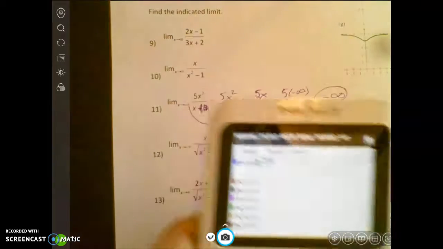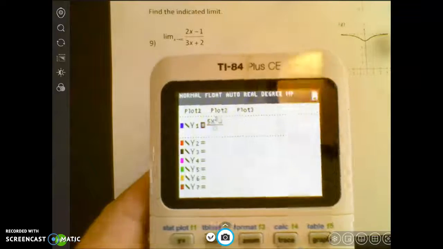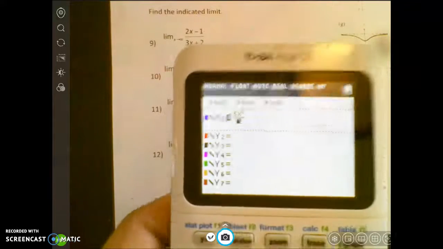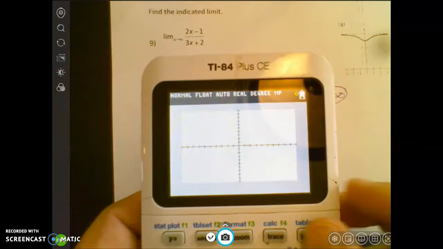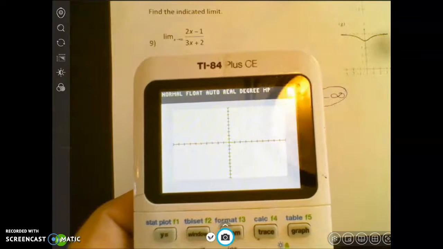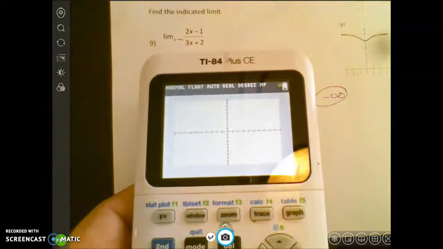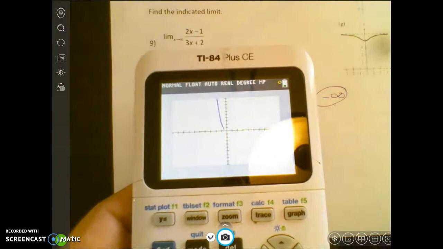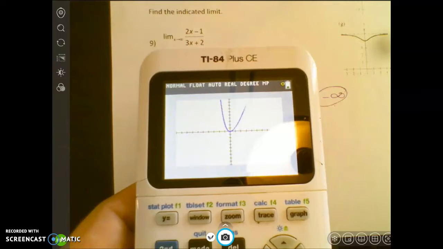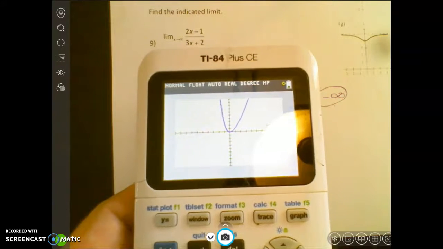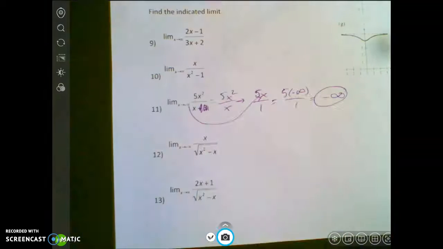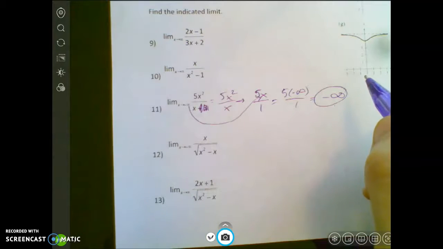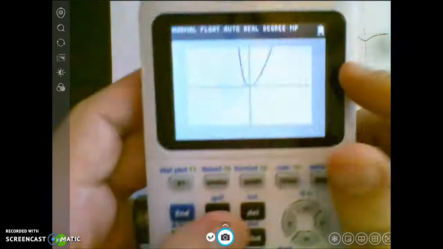I'll do the little fraction button because you guys love that thing. 5x squared over x plus 3, and we graph it. It's going to graph eventually, I think. Here we go. Shoot, I gotta zoom out a little here. Oh, crap. No. Yeah, that's right.